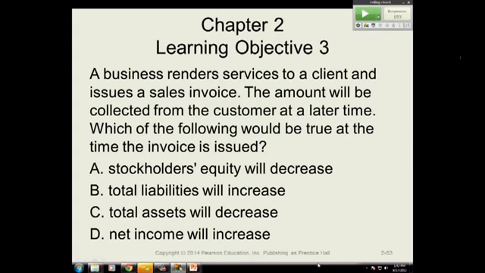So net income, of course, will increase. Now, if income increases, if you got sales, stockholders' equity can't decrease. Liabilities, there's no liability here. And if you have a revenue, revenues are defined as inflows of assets or decreases in liabilities. So it's got to be D. So the answer to that one is going to be D. All right. Let's move on to the next.